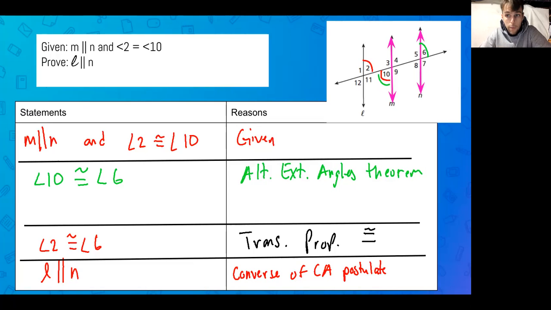This is not the only way we could have gone about this proof. We could have set up another goal for ourselves to give us that. We could have maybe shown that 2 and 8 are congruent and used converse of alternate interior angles, because 2 and 8 would be alternate interior. But that's the way we did this one in this case.